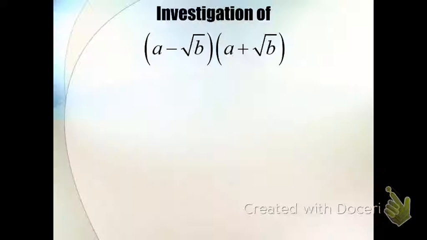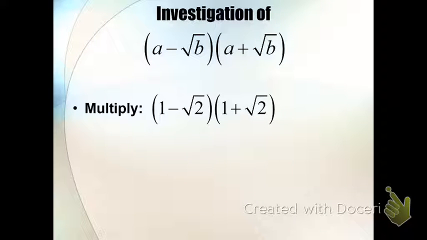Now we've got just one more multiplication problem for you. Anything that looks like this form, a minus root b and a plus root b. If you have one with a plus and one with a minus, but it's the same expression otherwise, so the constant parts are the same, the radical parts are the same, these are called conjugates. And something interesting happens when you multiply conjugates. So let's take a look here.